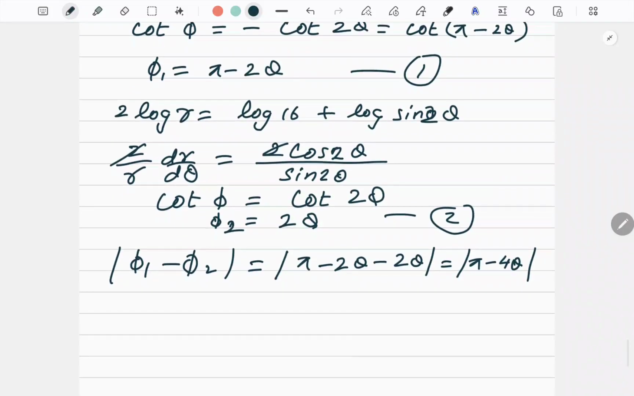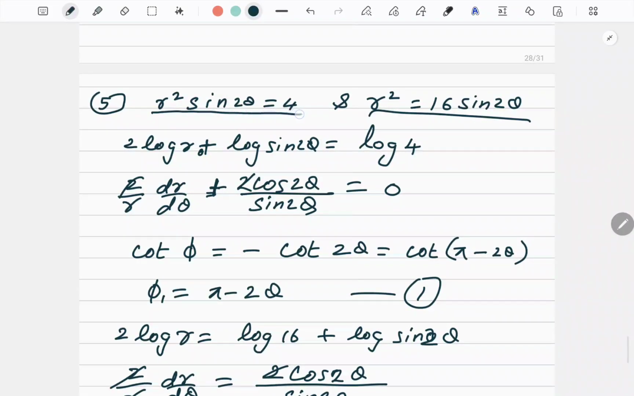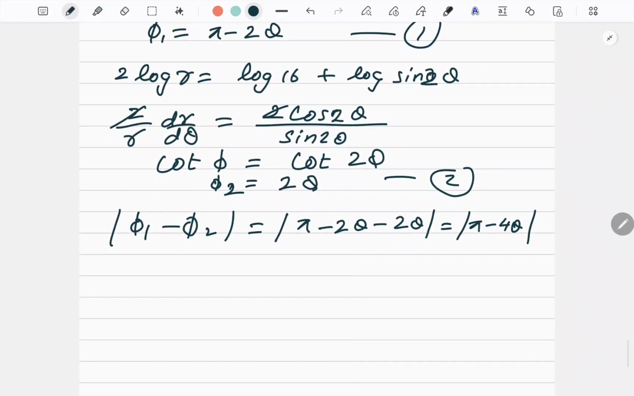Now, again, as I said, I don't want the answer in terms of theta. So who is going to help me? My question is going to help me. Now, what is my question? r square is equal to this and r square is equal to this. So r square value from the first equation is 4 upon sine 2 theta, and r square value from the second equation is 16 sine 2 theta. Correct? So this will be 1 upon sine 2 theta is equal to sine 2 theta.